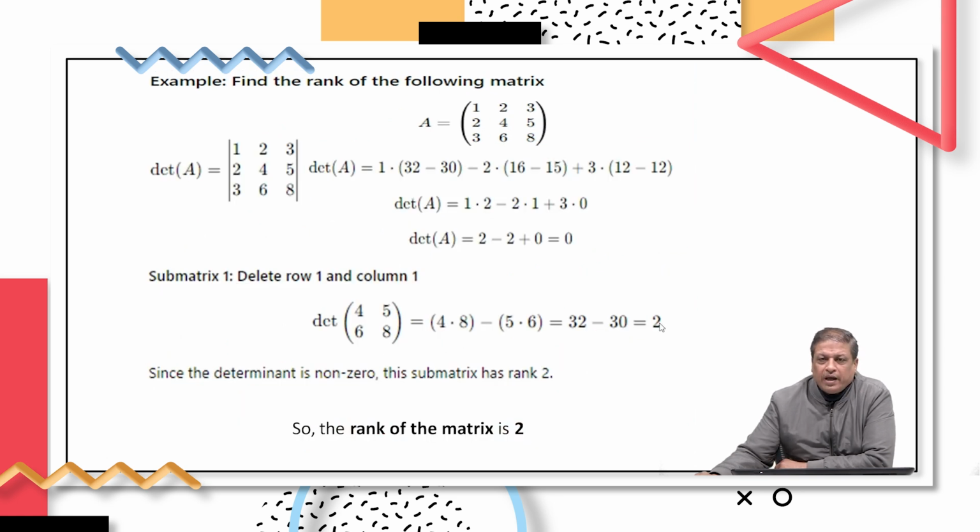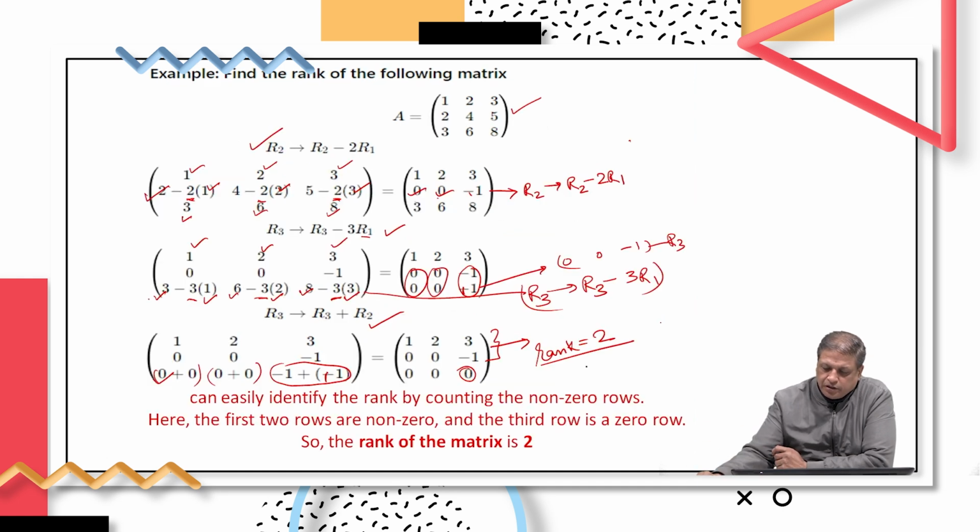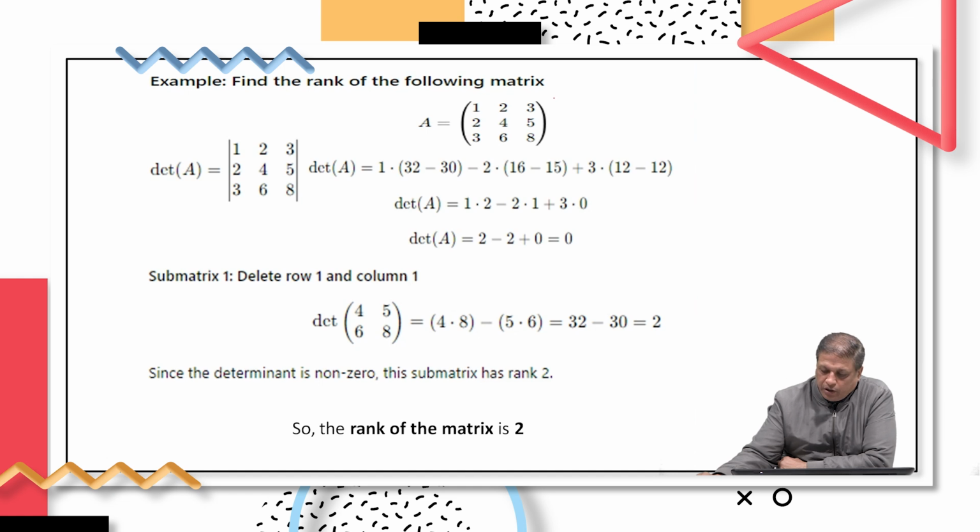Now, we can use the standard technique instead of performing elementary row operations. The same matrix 1, 2, 3, 2, 4, 5, 3, 6, 8 was solved by performing elementary row operations, and finally we identified how many rows are non-zero, using the concept that the number of non-zero rows gives the rank of a matrix. We are going to solve the same problem with a different technique, which has already been delivered to you.